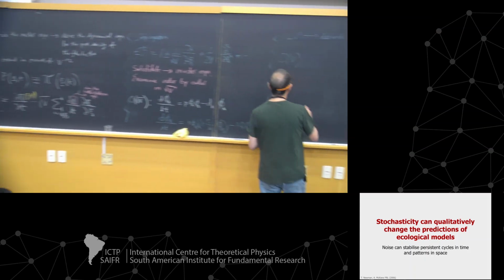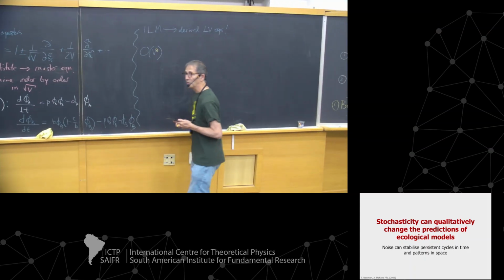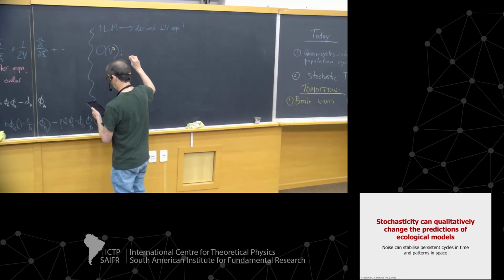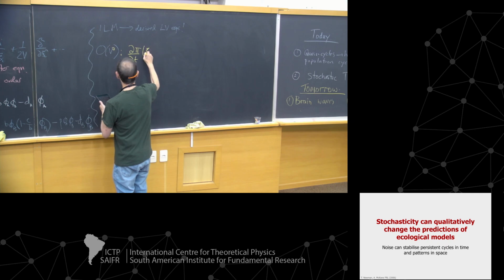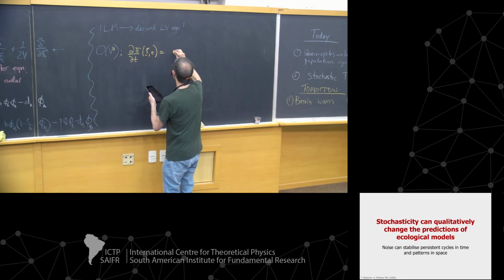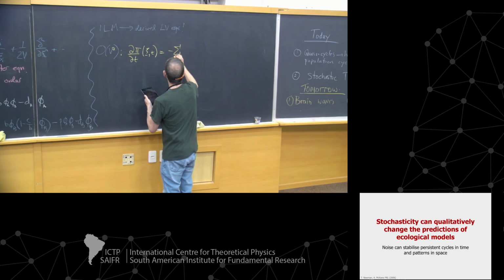Okay, so the next order term is order V to the 0. So now I calculate the terms for that, and so what I get is d pi by dt as a function of psi and t. So that equals minus the sum over i and j equal A and B.